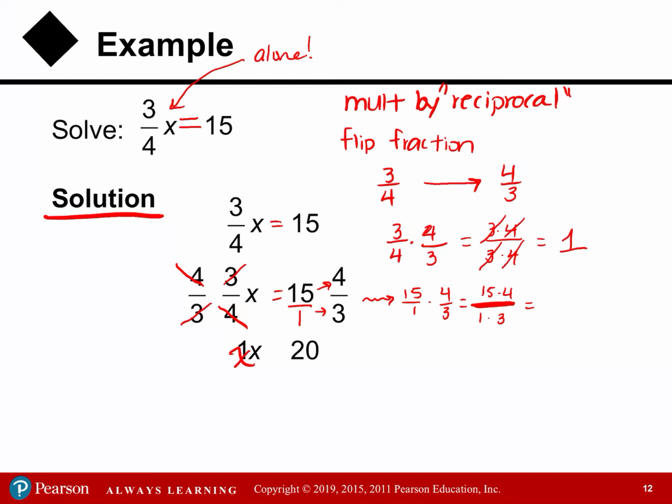We see 15 can be divided by 3. They can both be divided by 3. 15 divided by 3 is 5. And 3 divided by 3 is 1. So we're left with 5 times 4 in the numerator and 1 times 1 in the denominator, which is 20 over 1, so we just have 20. All right, so we get that x, or 1x, is equal to 20, and that is our answer.